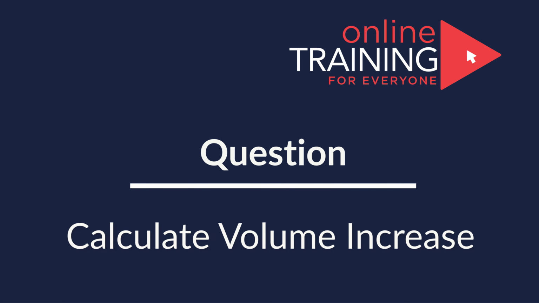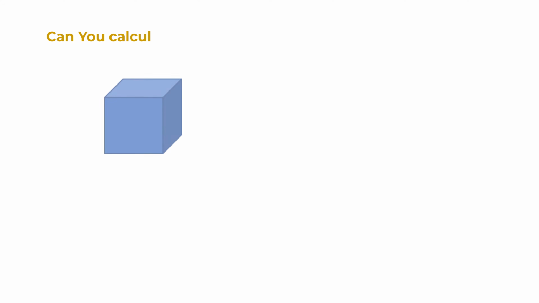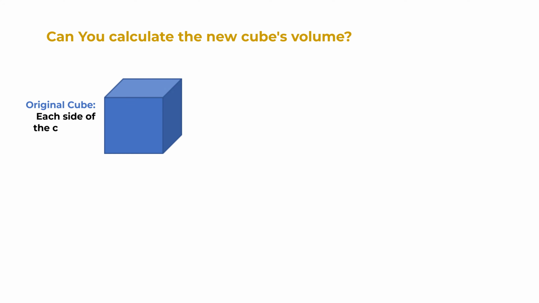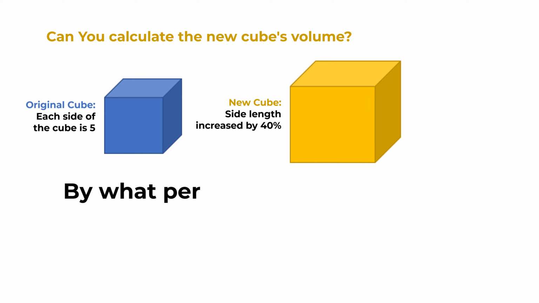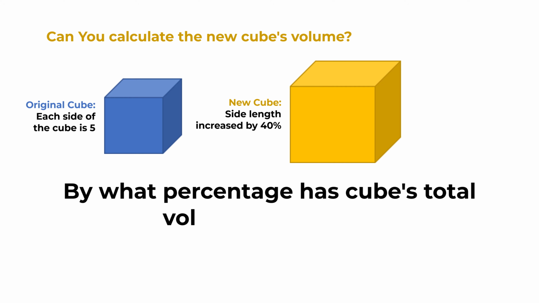Here is a very interesting question we frequently see on the test. A 5 by 5 by 5 cube has its side length increased by 40%. As a result of these changes, by what percentage has the cube's total volume increased? You're presented with 4 different choices.